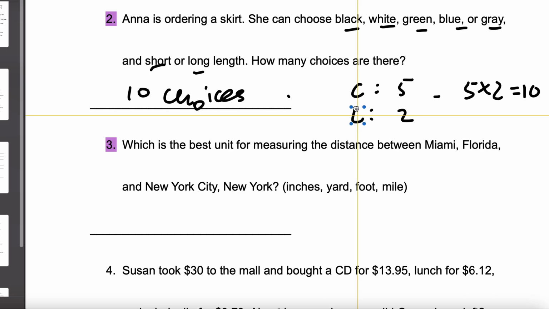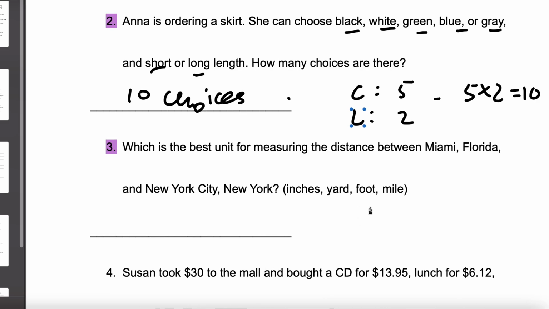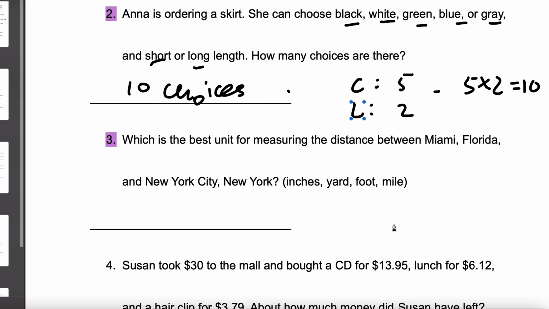Okay, let's take a look at number 3. Which is the best unit for measuring the distance between Miami, Florida, and New York City, New York? Inches, yard, foot, or mile? So, inches you use to measure small things, such as the length of your pencil. Yards you do for a little bit bigger, maybe like the distance between your chair and the kid farthest in the room.